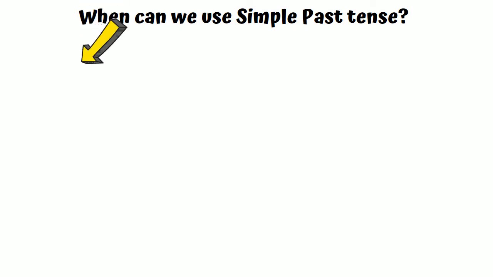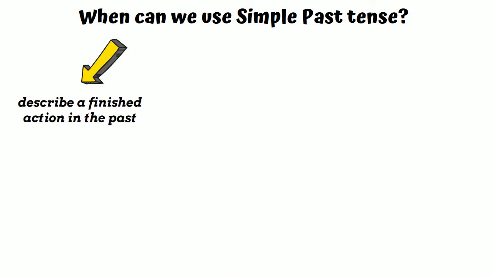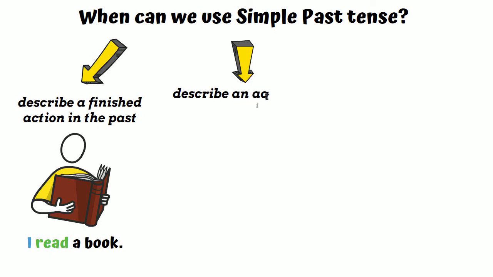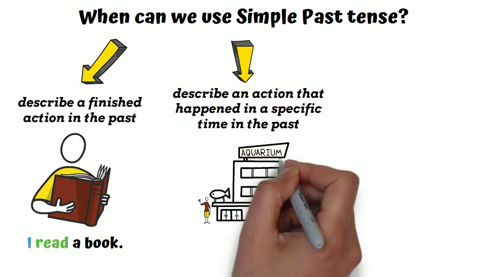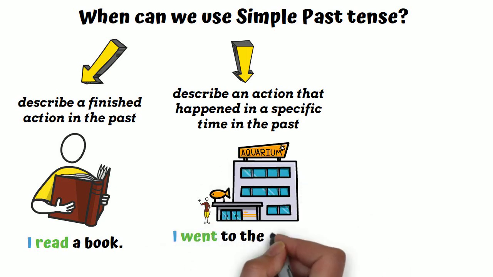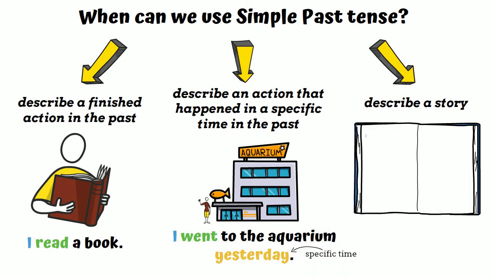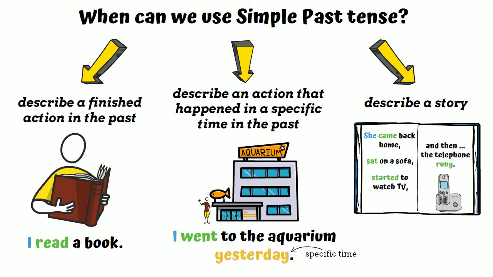We use it to describe a finished action in the past. I read a book. Describe an action that happened in a specific time in the past. I went to the aquarium yesterday. And describe a story. She came back home, sat on a sofa, started to watch TV, and then the telephone rang.